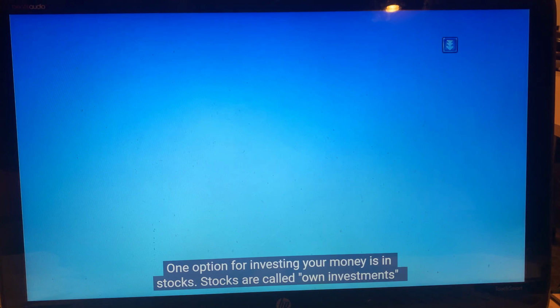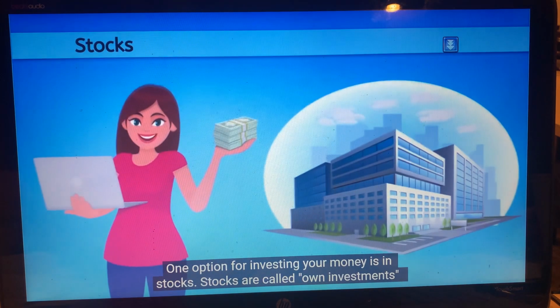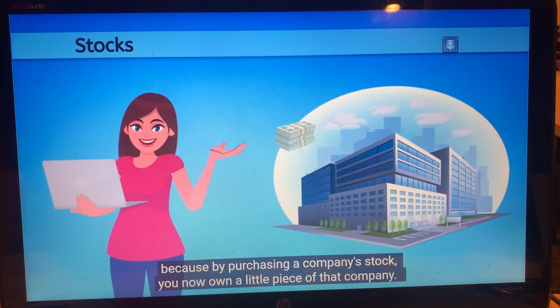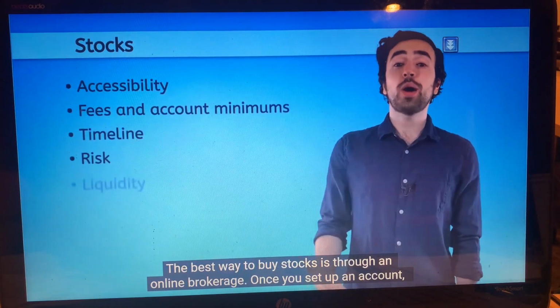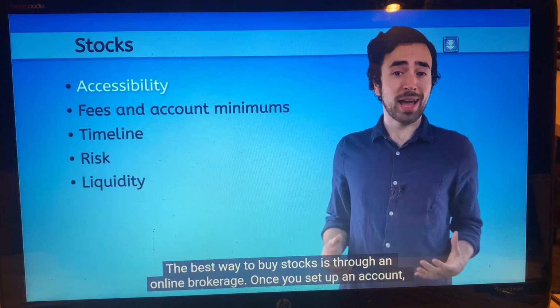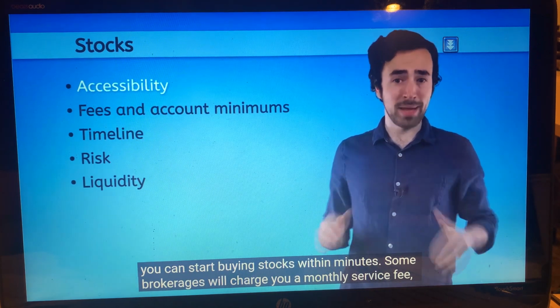One option for investing your money is in stocks. Stocks are called own investments because by purchasing a company's stock, you now own a little piece of that company. The best way to buy stocks is through an online brokerage. Once you set up an account, you can start buying stocks within minutes.